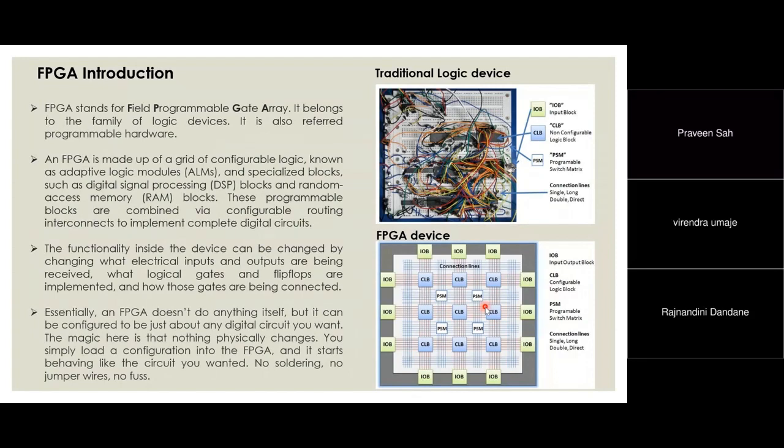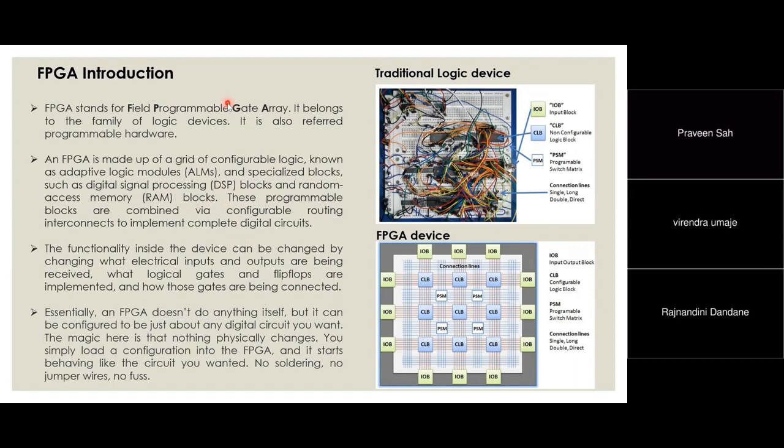So a normal FPGA device has these elements: logic block, switch matrix, input output blocks, and the connection line. Okay, so you can see FPGA is made of configurable logic. We also call it an adaptive logic module. Some DSP blocks are there, some RAM blocks are there. We'll try to understand what those are.